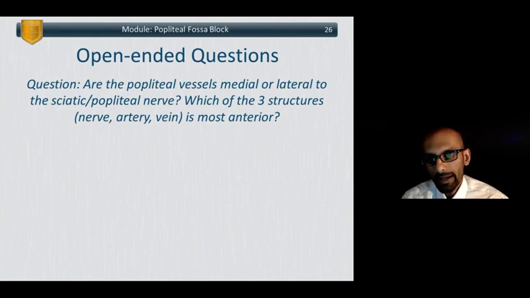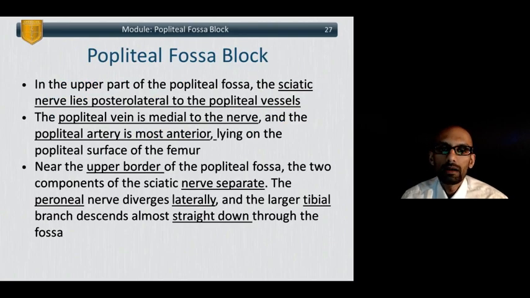So in talking about this block, there are popliteal vessels that are in the territory of the popliteal nerve. And so you need to be aware of where they are positioned relative to the nerve, and we'll see an image coming up with that. In the upper part of the popliteal fossa, the sciatic nerve lies a little posterior or lateral to the popliteal vessels. The popliteal vein is medial to the nerve. And the popliteal artery, interestingly, is most anterior typically. There is some variability in this anatomic disposition of the nerve, the artery, and the vein.